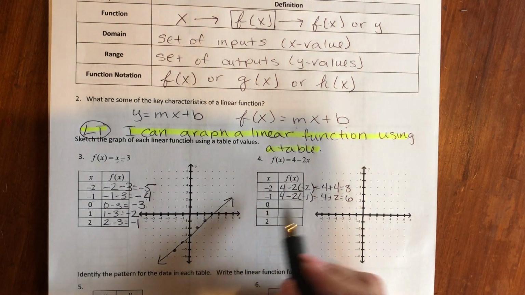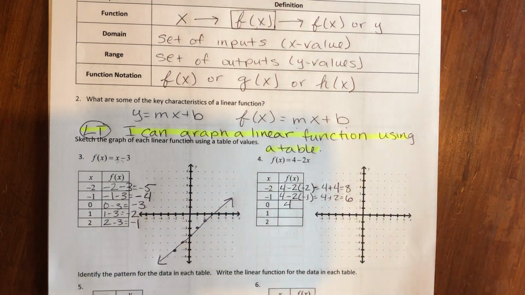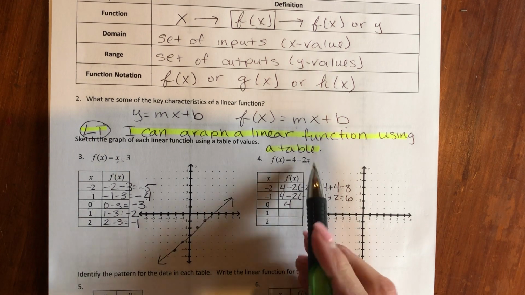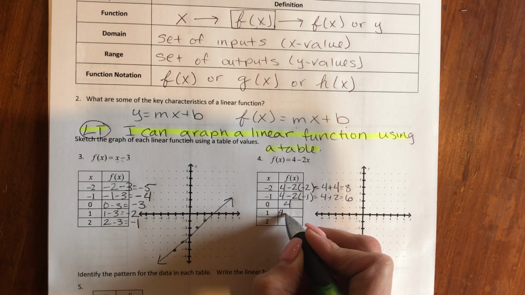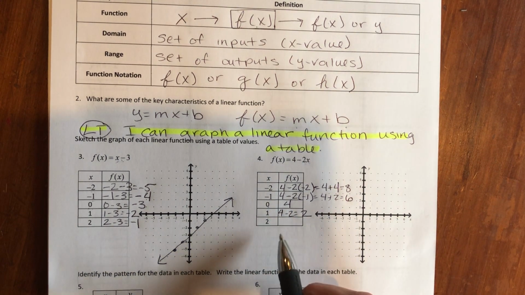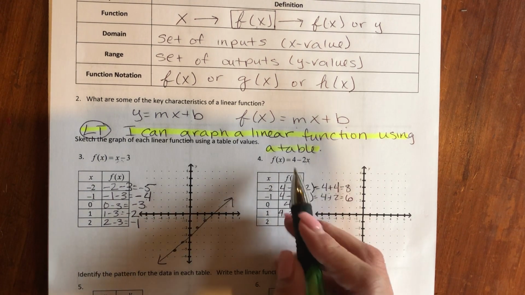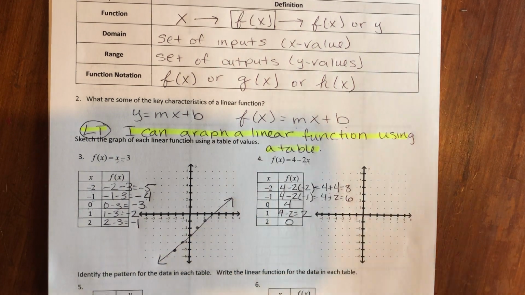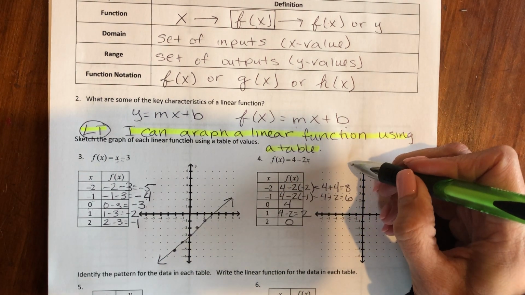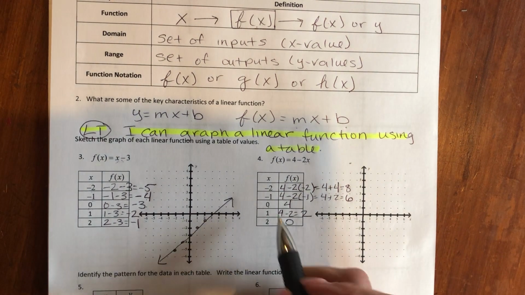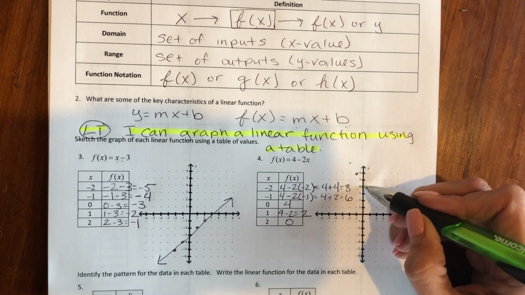Plug in the 0. Multiplication first, so 2 times 0 is 0. 4 minus 0 is 4. Now let's plug in the 1. -2 times 1 is -2. So that's 4 minus 2, which is 2. And then lastly, plug in the 2. -2 times 2 is -4. 4 minus 4 is 0. So we're going to go ahead and graph that. -2, 8, kind of off the grid somewhere up there. -1, 6. And then 0, 4.